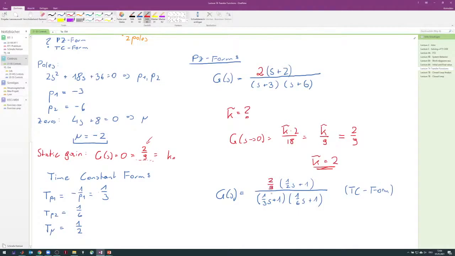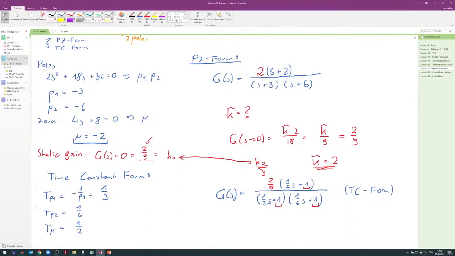2 over 9. And again, because you have only ones here, g of s going to 0 is always going to be 1 here if you disregard this guy, because you only have ones here. So you can directly put in your k0 in here. So in the time constant form, your k0 directly shows up here. Because if you let s go to 0, only ones remain, right? And this is why this guy is directly your k0.